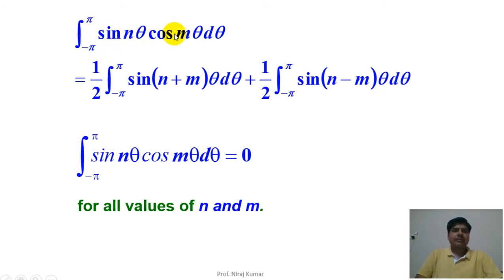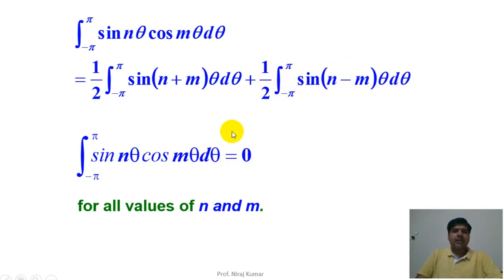So if both are different functions, one is sine, another one is cos, we can expand this as a summation of two sine functions. One is sine (n plus m) theta, another one is sine (n minus m) theta. And we know that any sine function will have the integration 0. So this will also give 0 integration and this will also give 0 value.